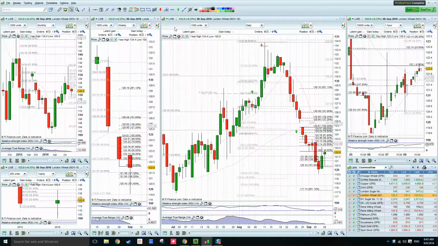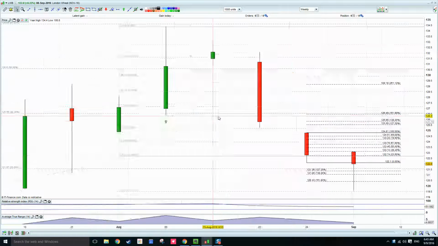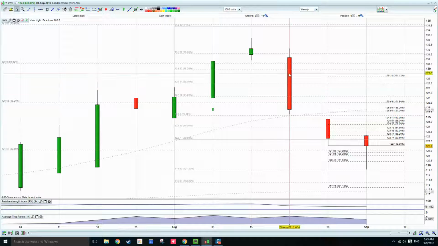Let's go into the weekly. You can see on the weekly here we had this negative one, second, and we're now in the third negative weekly candle down. And we'll go down into the daily.